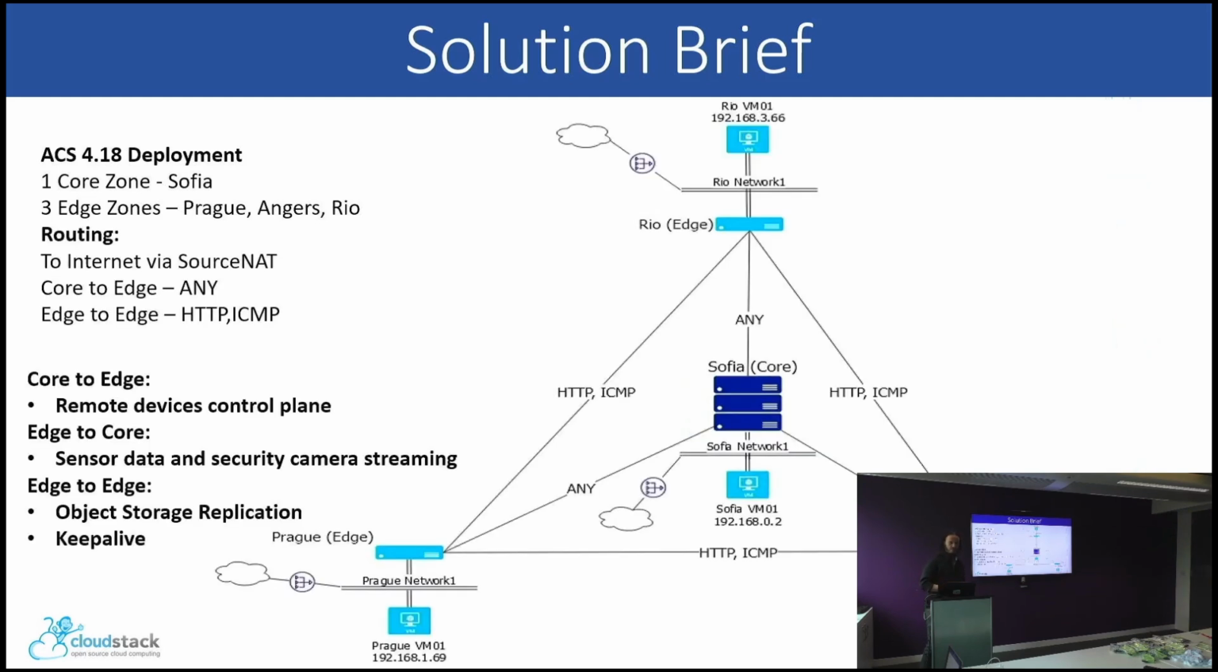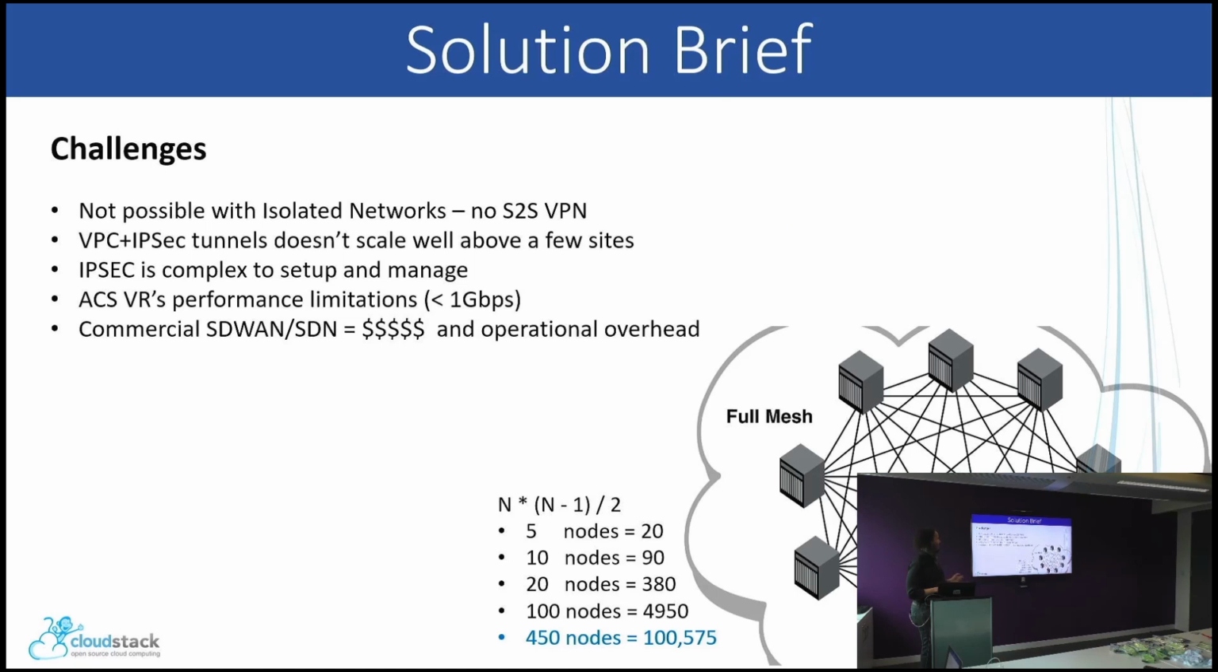And I want to get to this solution where I can route any traffic from networks from the edge to the core and just HTTP and ICMP between edge nodes. This is nothing new. Everyone builds solutions like that. But the problem is you couldn't do that with isolated networks. With VPCs, IPsec, that doesn't scale that well.